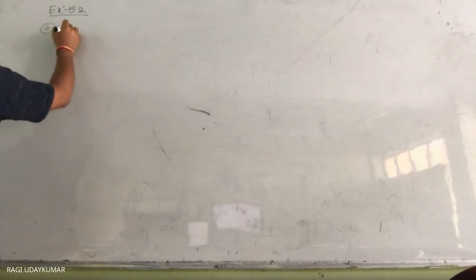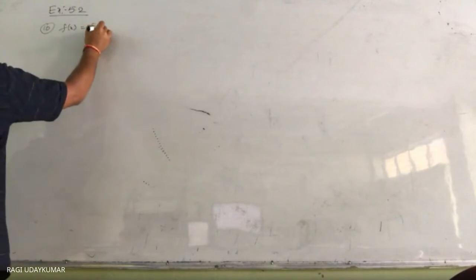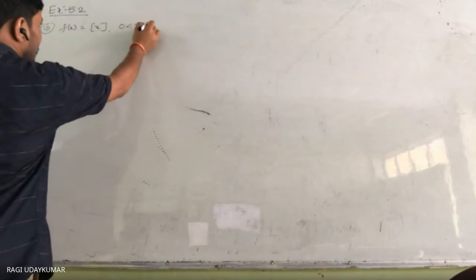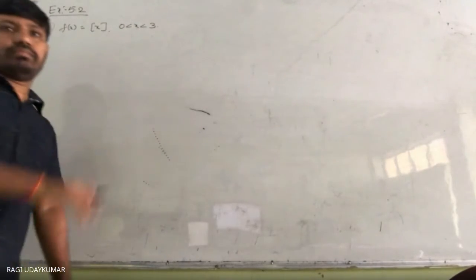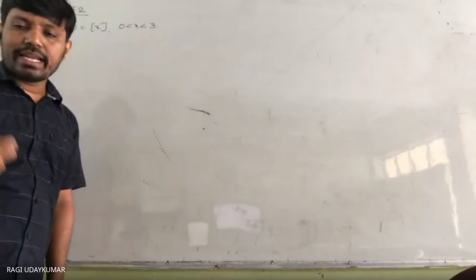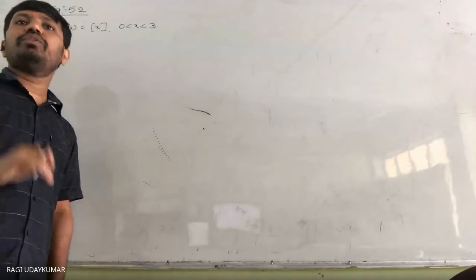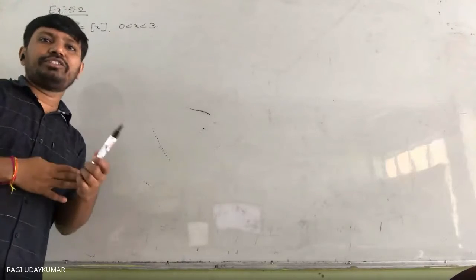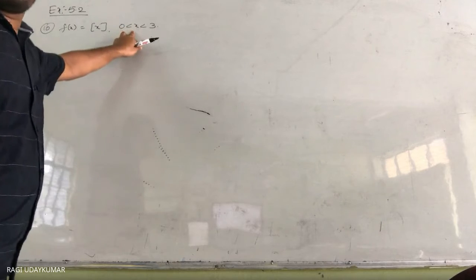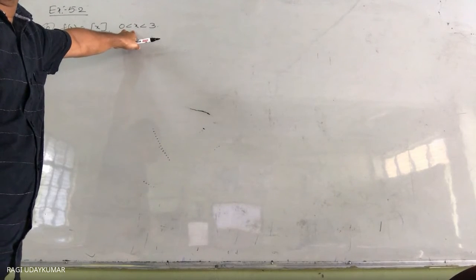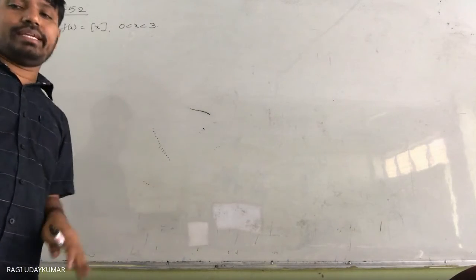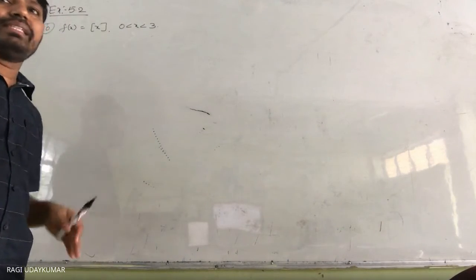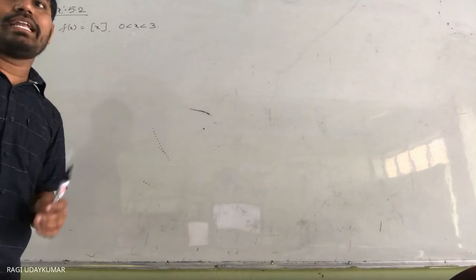The question is given that f of x equals the greatest integer function, for 0 less than x less than 3. It is not differentiable at x equals 1 and x equals 2, but at all the remaining places it is differentiable. It is asking you to prove this. The x values are all the real numbers between 0 and 3, not 0 and not 3. In that, 1 will be there and 2 will be there, and all the real numbers will be there.